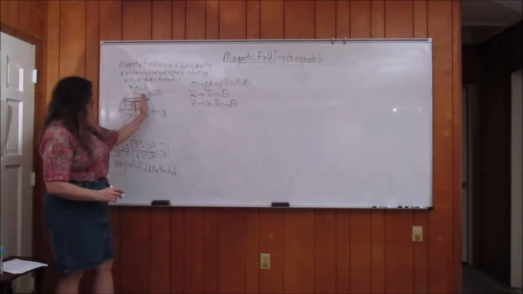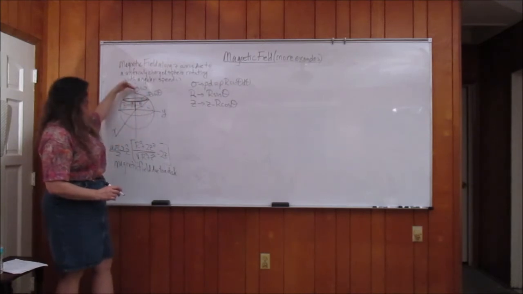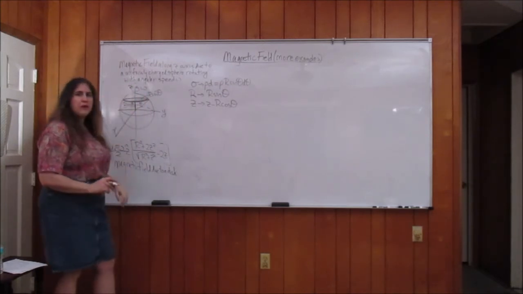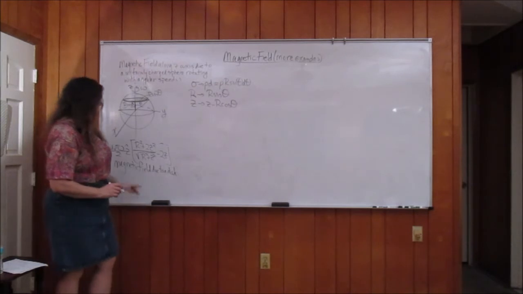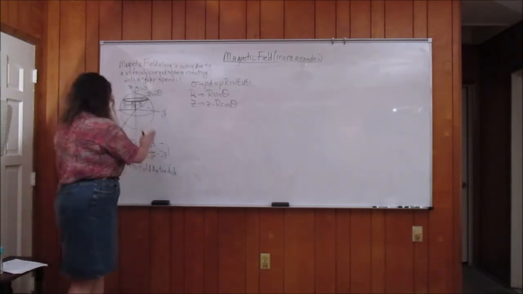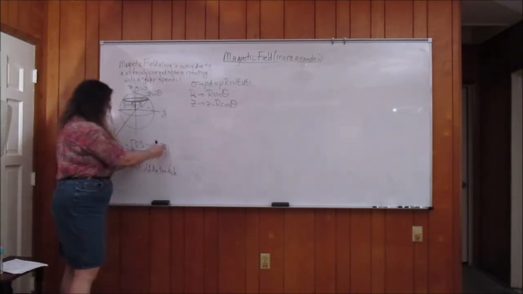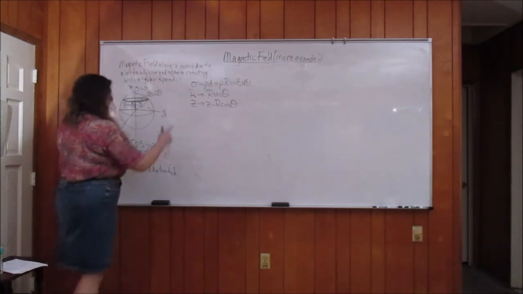So sine theta is going that way. Z minus r cosine theta is going that way. It's useful to rewrite this quantity in brackets here, so I'll do that first.